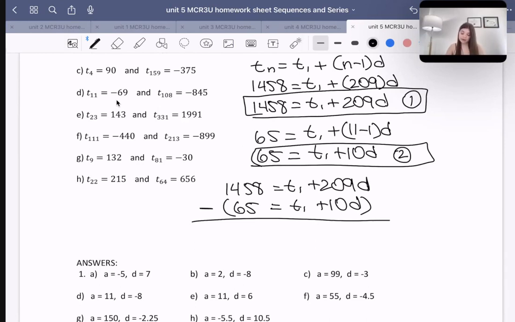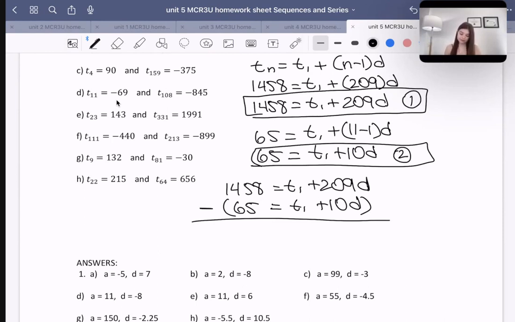And why am I subtracting? Just a reminder, it's because t1 subtract t1 gives us 0, so that eliminates a variable. So that way we'll only have one unknown, which is going to be d. And once we figure out d, we can just plug it back into either of the two equations above and find out what t1 is, right? And so therefore it's going to be very straightforward from there.